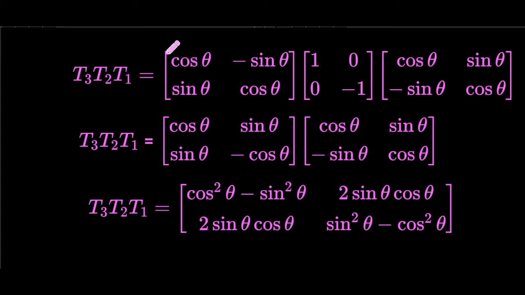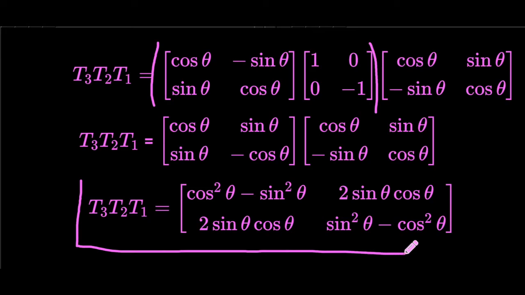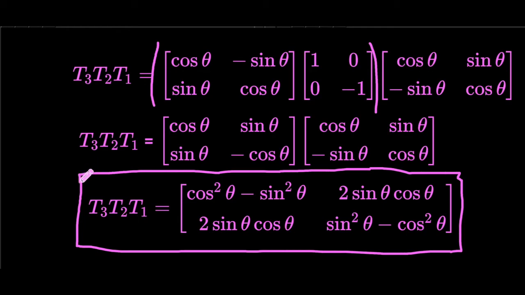We also know that since matrix multiplication is associative, what I did here is I multiplied the first two matrices together and got cosine, sine, sine, negative cosine. And then I multiplied those two matrices together to get my final transformation matrix, which we see down here. So you can take a moment and pause and think about where these equations came from.